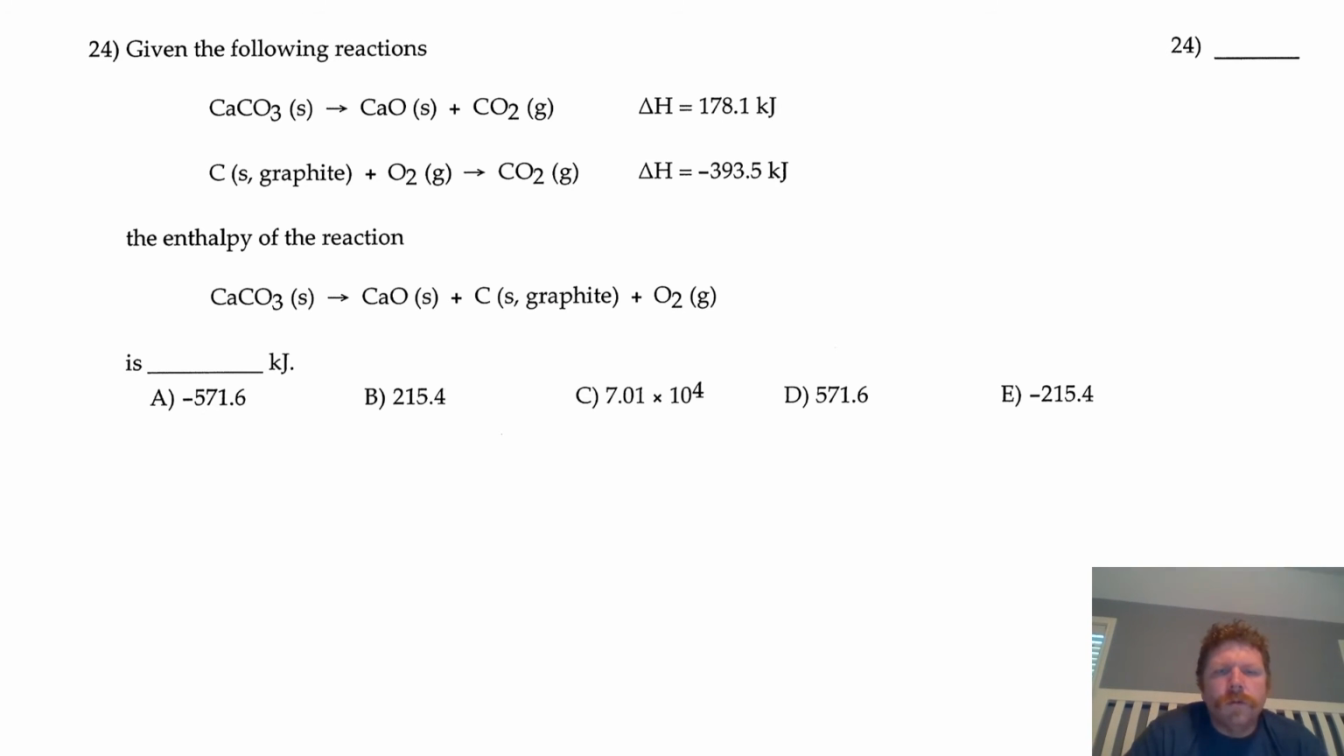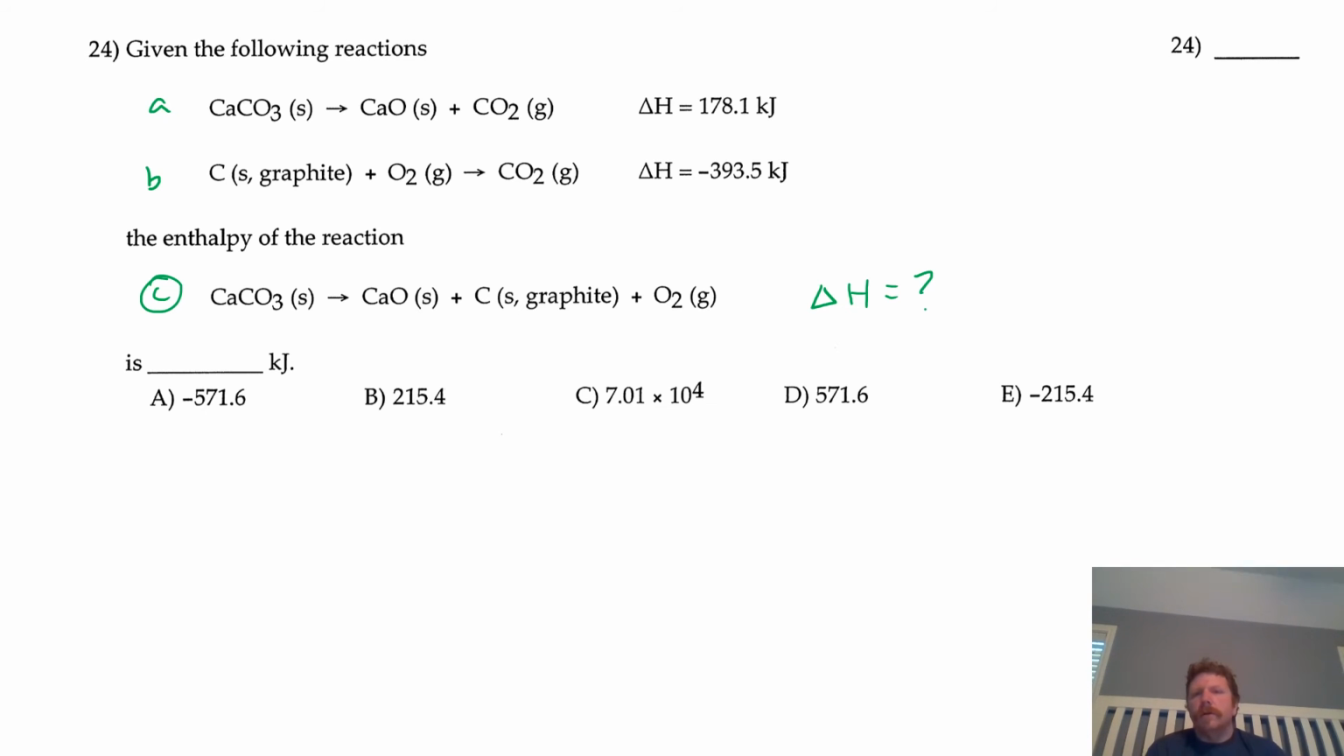Now this question right here is a Hess's law question. You can know that just right off the bat because you've got reaction A, reaction B, and reaction C. C is what you want to get to. That is your goal. You want to manipulate A and B in order to match up with C, because C is delta H equals question mark. You do not know the delta H of that and you are trying to solve it. So A and B are the parts, the steps that you can manipulate to get to C.